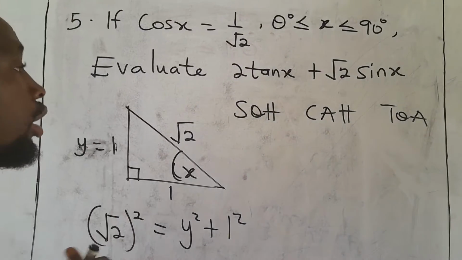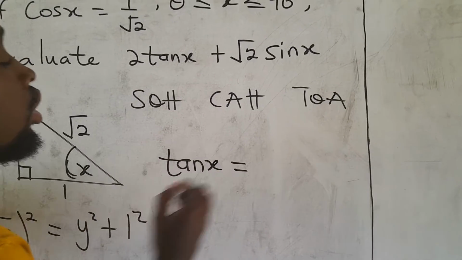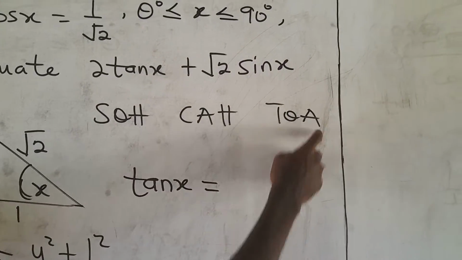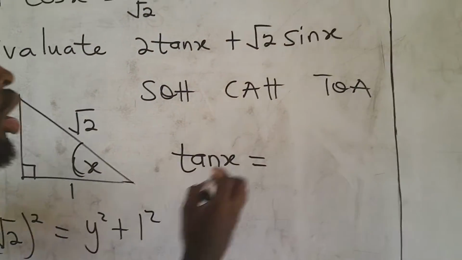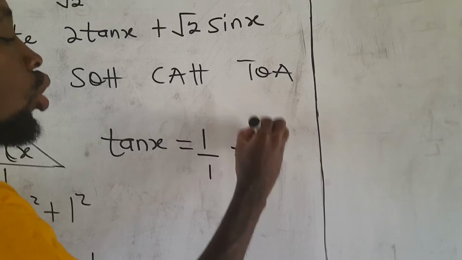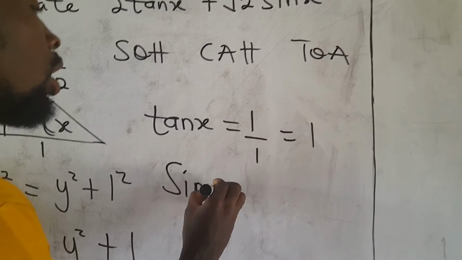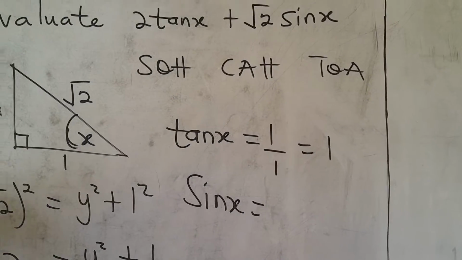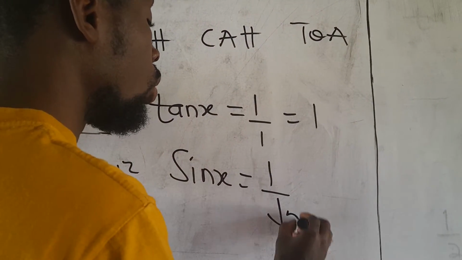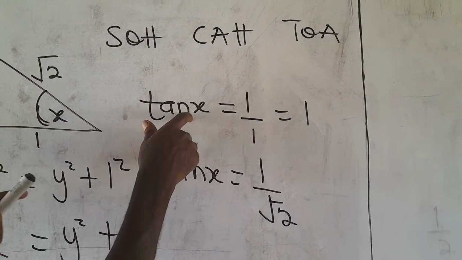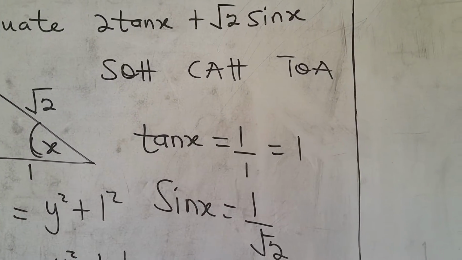So now we can find tan. Our tan x, remember tan is opposite over adjacent. What's our opposite? 1. What's our adjacent? 1. So that's 1 over 1, which is equal to 1. Then we find sine x. Sine is opposite over hypotenuse. What's our opposite? 1. Our hypotenuse is root 2, so 1 over root 2. Then, since we know sine and tan, we substitute into this expression to find the value.